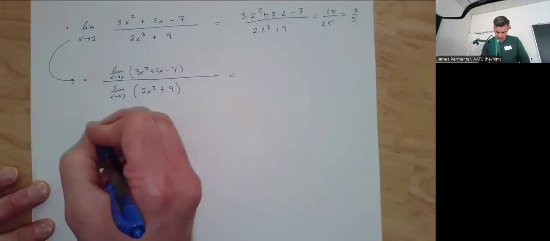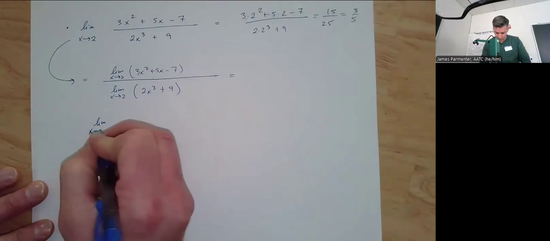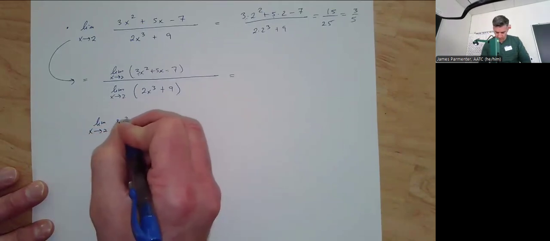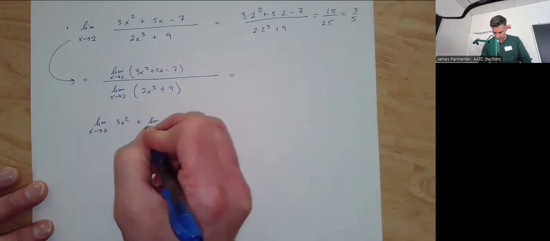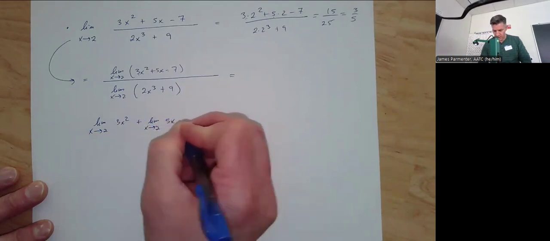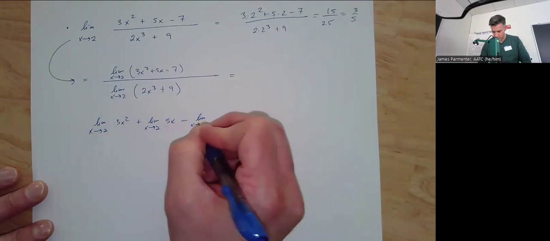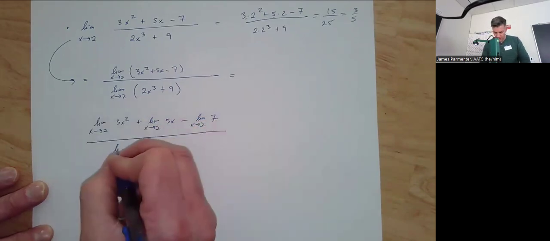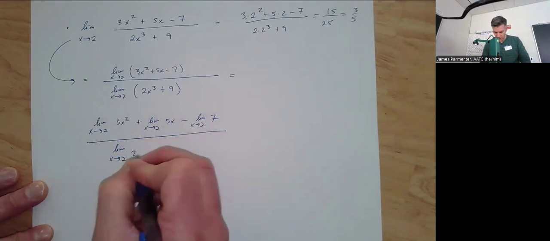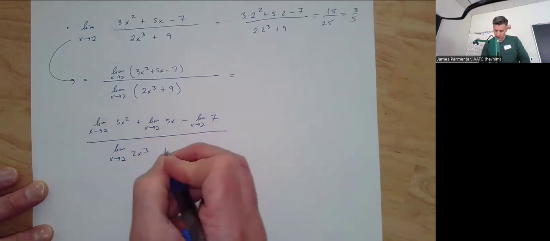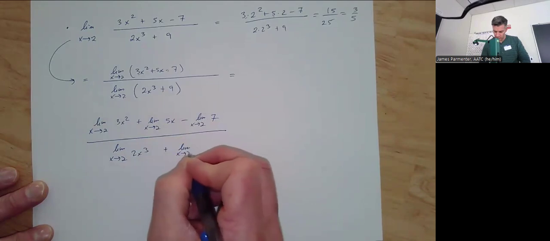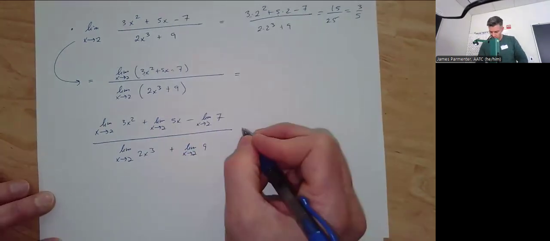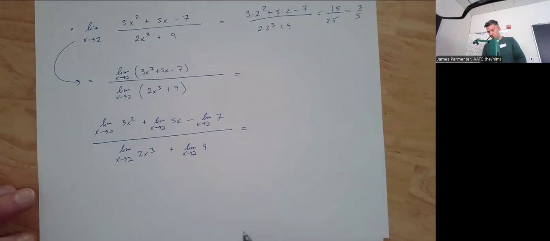It's going to be the limit as x approaches 2 of 3x squared plus the limit as x approaches 2 of 5x minus the limit as x approaches 2 of 7, divided by, same deal on the bottom, the limit as x approaches 2 of 2x cubed plus the limit as x approaches 2 of 9. Okay, in the next step, we're going to apply a few different rules.